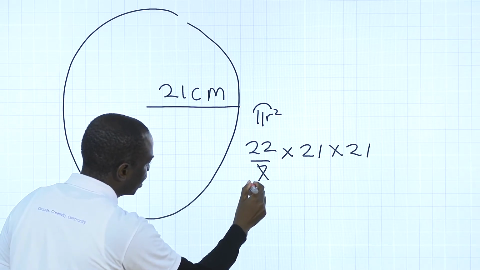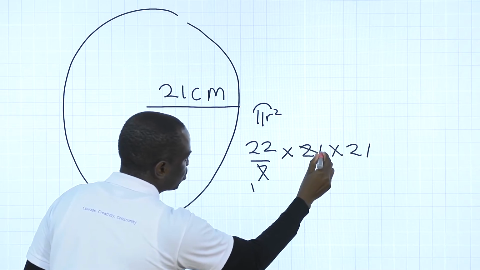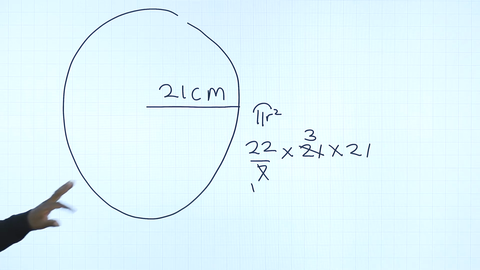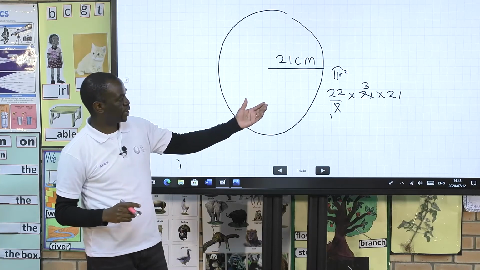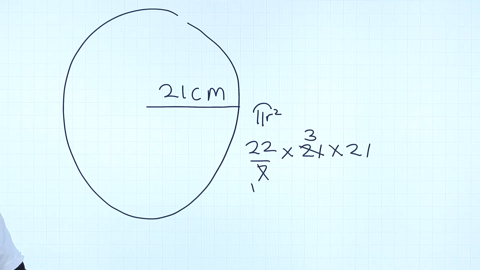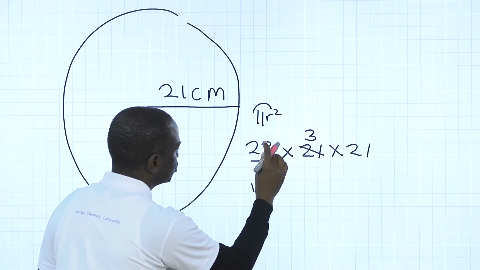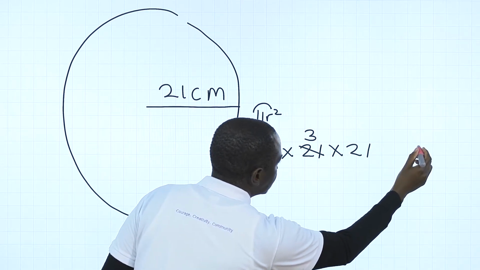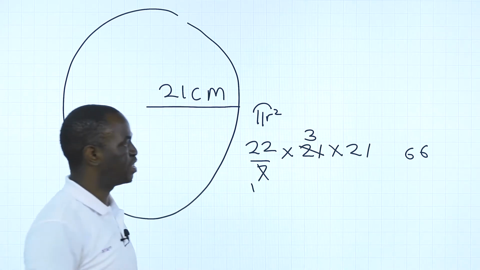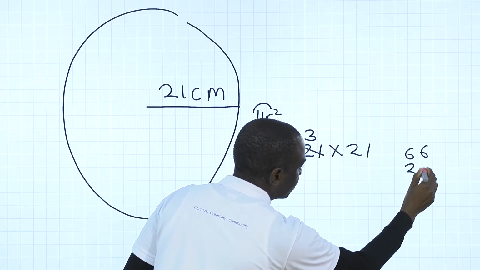So I'm going to say 7 goes in there once, 7 into 21 goes in there 3 times. So I have 22, I have 3, and I have 21. So we can multiply those numbers and see how much we get. So the easiest way is to multiply 22 by 3, which gives me 66, and then I'll multiply it by 21. So we're going to say 2 times 3 will give me 6, this side. 2 times 3 again will give me 6. And then I'm going to multiply it by 21.